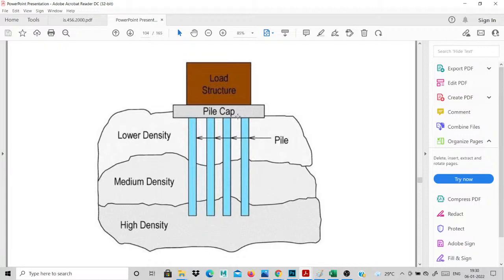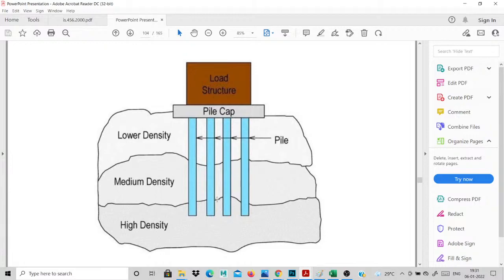Next one is the pile. The main things are the pile and the pile cap. There are different types of piles: timber, sheet pile, concrete, and steel. The pile cap is based on your number of piles, so it will be different. There is a 3 pile cap and a 4 pile cap. Simply, this is my concrete pile. It is taken into higher density, not medium density or low density.